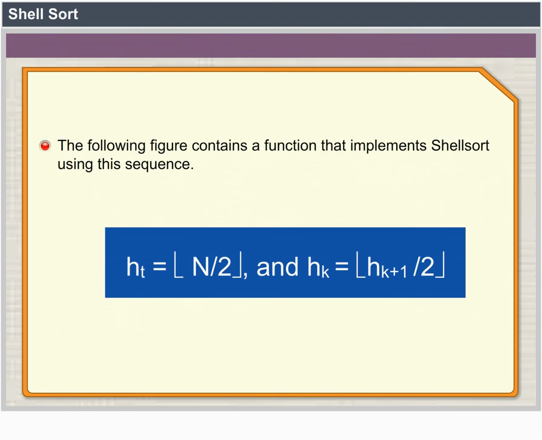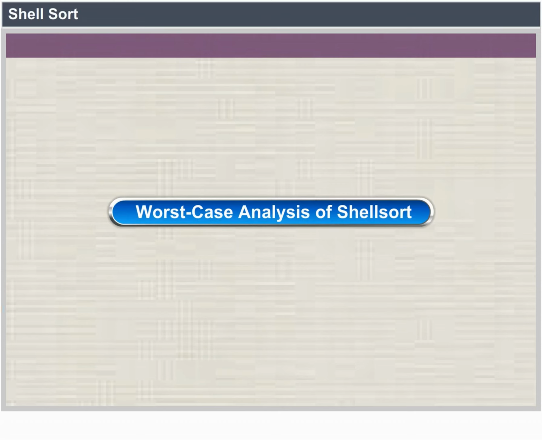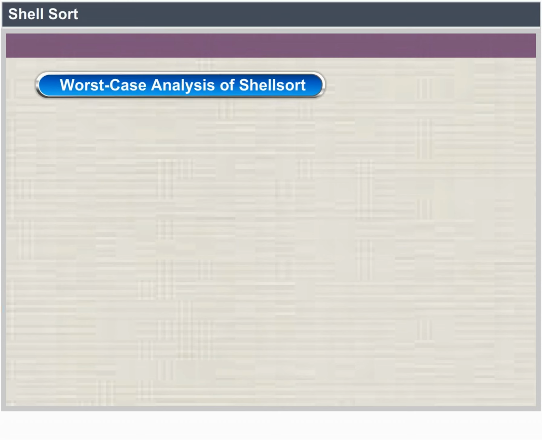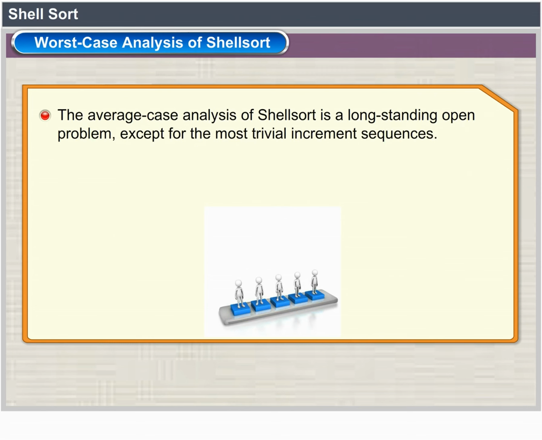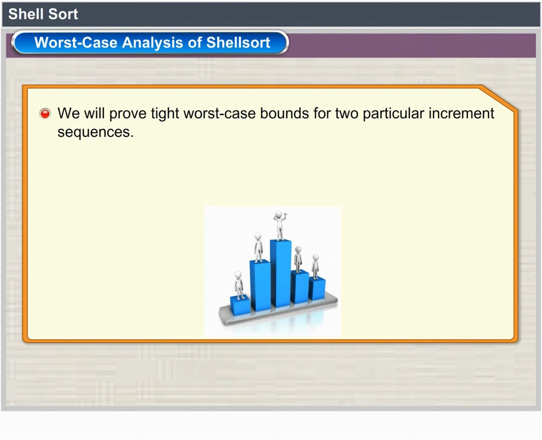Worst case analysis of shell sort. Although shell sort is simple to code, the running time of shell sort depends on the choice of increment sequence, and the proofs can be rather involved. The average case analysis of shell sort is a long-standing open problem, except for the most trivial increment sequences. We will prove tight worst case bounds for two particular increment sequences.